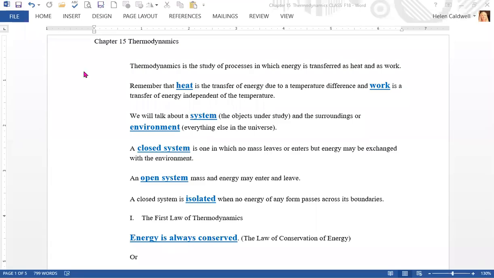Chapter 15 is on thermodynamics. So that's the study of processes in which energy is transferred as heat and as work. So we want to look at some of these results. We want to remember that heat is the transfer of energy due to a temperature difference, and work is a transfer of energy independent of the temperature.